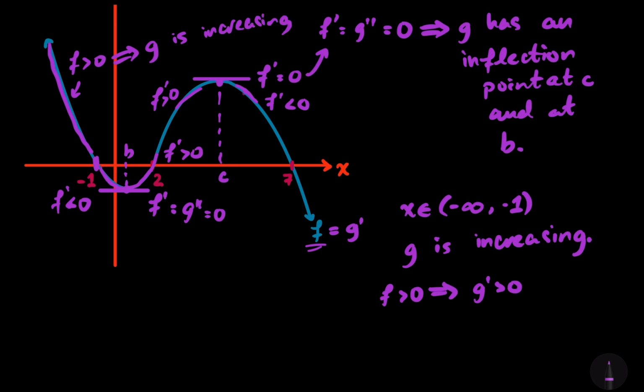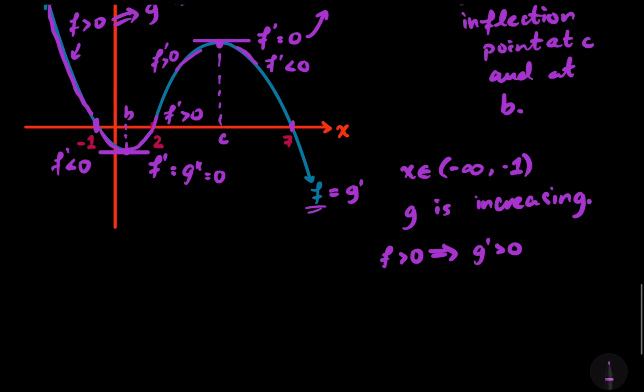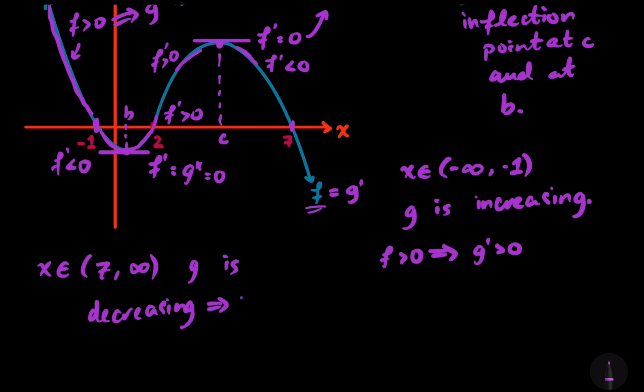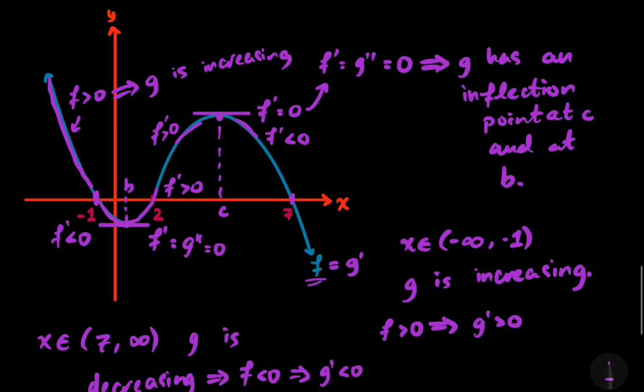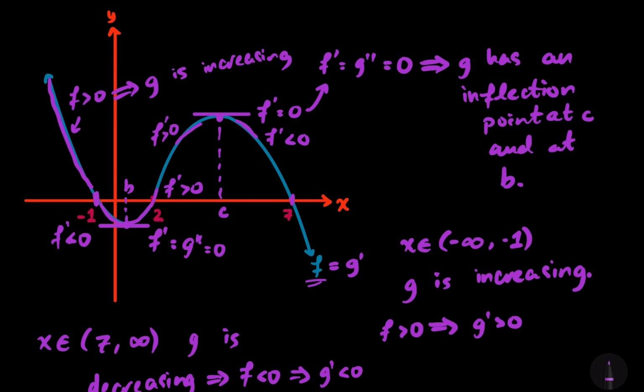The same logic can be applied for this region from 7 off to infinity. For x a member of the open interval from 7 to positive infinity, g is going to be decreasing. That is because f is negative, and we know that f is equal to g prime, so g prime is also negative, and hence g is decreasing. We can analyze various different aspects of the function g just by looking at the graph of f.